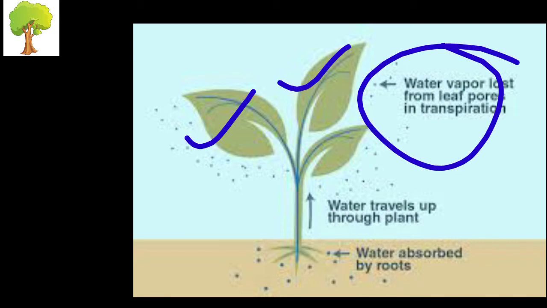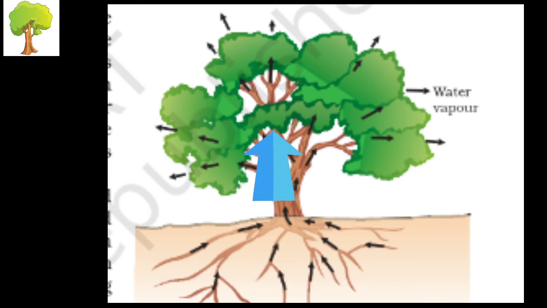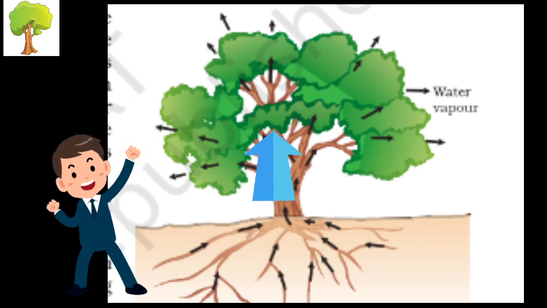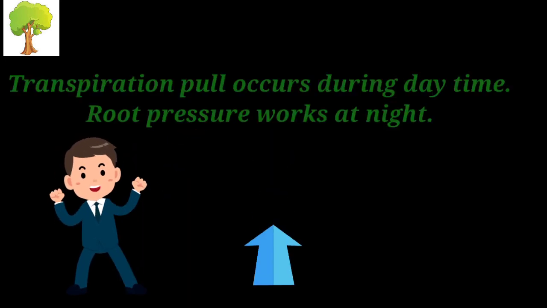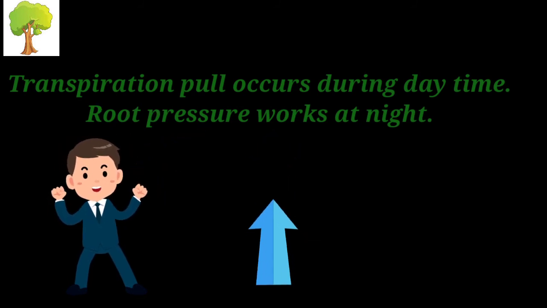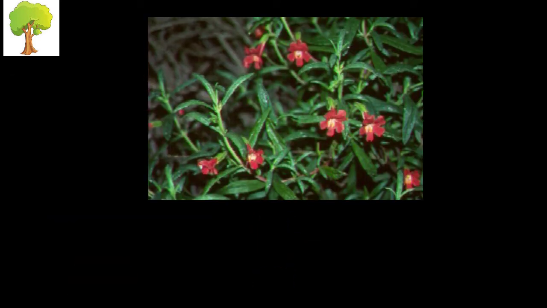So as a result, a suction is created and water is pulled upward from the xylem cells of the root to the leaves. This is similar to the way we suck drinks with a straw. This is how we drink cold drinks, coconut water and juices by using a straw. So we suck it up. हम पानी को suck करते हैं ना. Similarly, the water will be sucked up and the suction will be created. So this is transpiration pull. Transpiration pull occurs in daytime and root pressure takes place in night time.